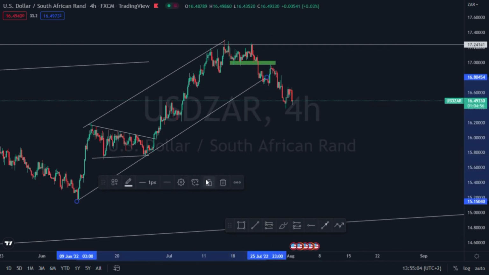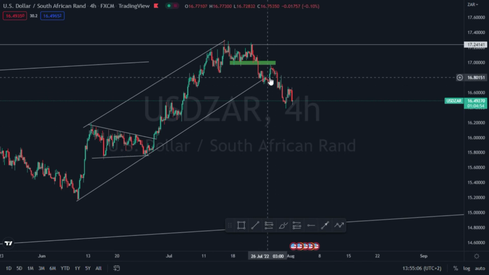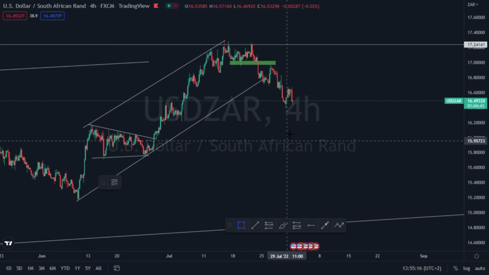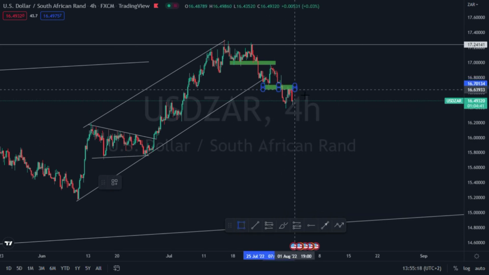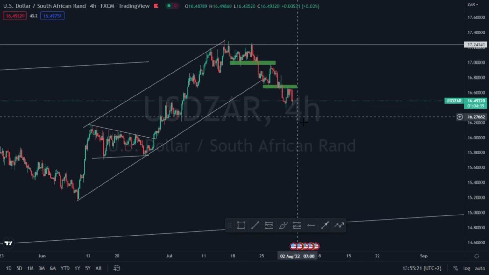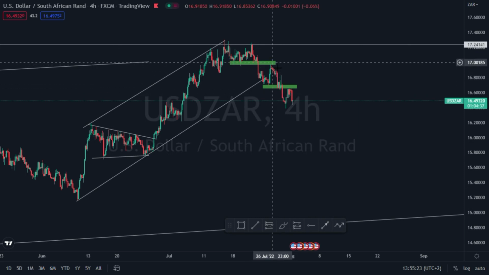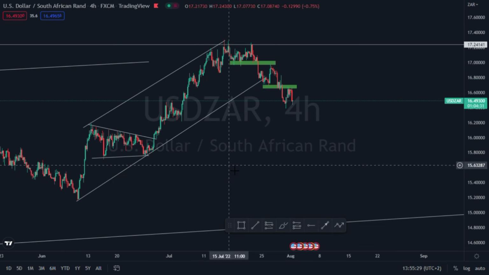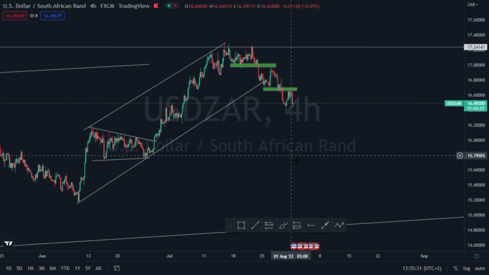We created a level right here before we went back to test the inside of that structure, right? And then we have this level right here which has been broken, right? So all these zones were our entry points. This was where we were supposed to enter this market, right?